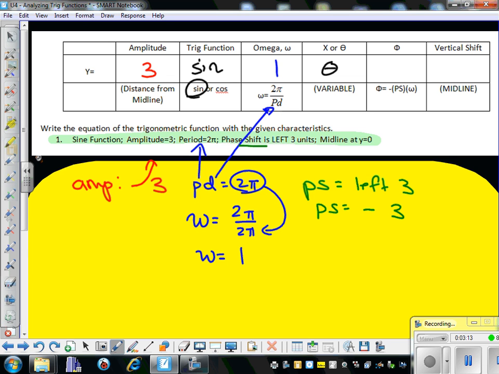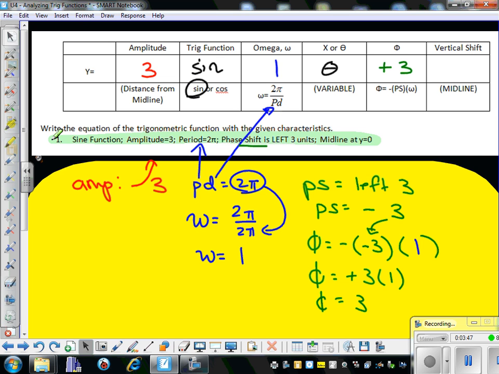Now, we need to put that in terms of phi. So phi tells us that we're going to have our negative phase shift, which is negative 3, times our omega value. Our omega value is 1, so we plug in our 1. Now, solving through it, we're going to get phi equals negative times a negative gives us a positive 3 times 1, which is 3. So we put up here that our phi is going to be positive 3. Now, we look through there and we see our midline is at 0, so we do not have a vertical shift.